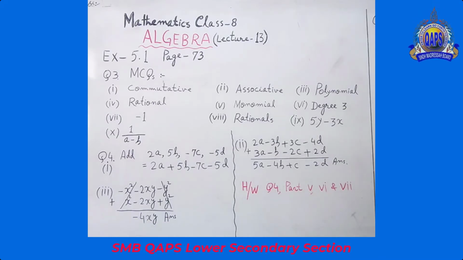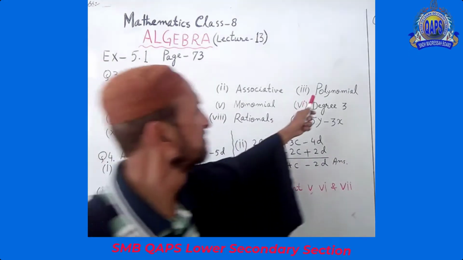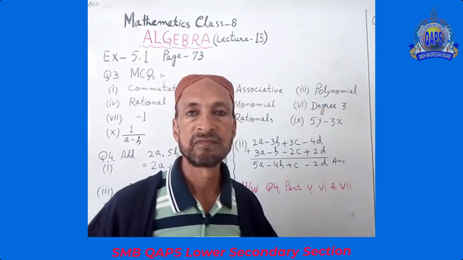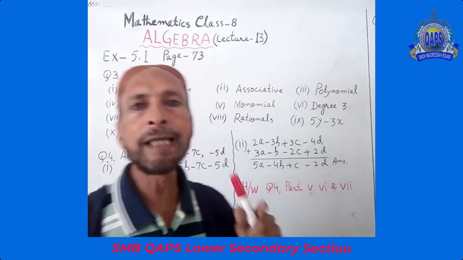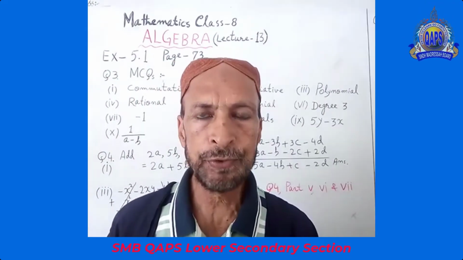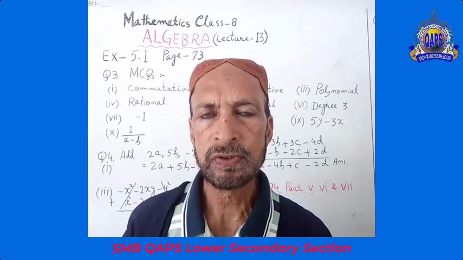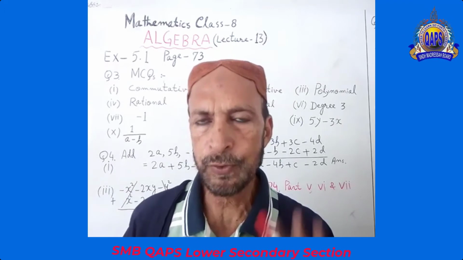Number 3. x square minus 2xy plus y square is a dash expression. Polynomial. When I started this exercise, I told you many things about polynomials. I hope you remember that.